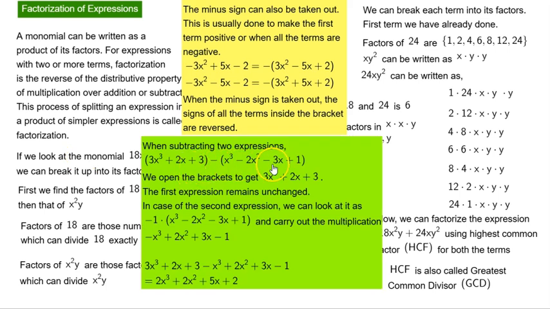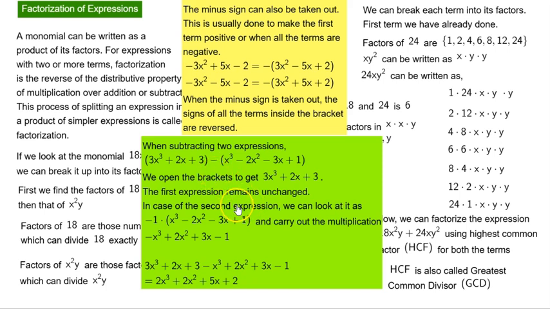Now, when subtracting two expressions, remember when we were doing subtraction of expressions, if we had something like this, 3x cubed plus 2x plus 3 within brackets minus x cubed minus 2x square minus 3x plus 1. At that time, I had just mentioned that we have to subtract each of these terms from the first expression. So we open the bracket and we subtract. And in the process, the signs change. But a more elegant way of looking at it is, we open the brackets to get 3x cubed plus 2x plus 3 of the first expression. So the first expression remains unchanged.